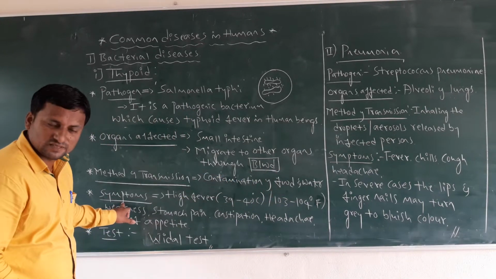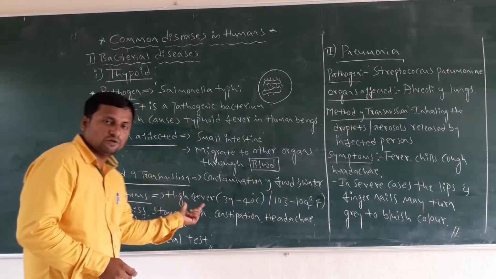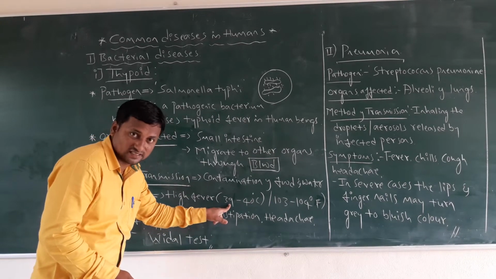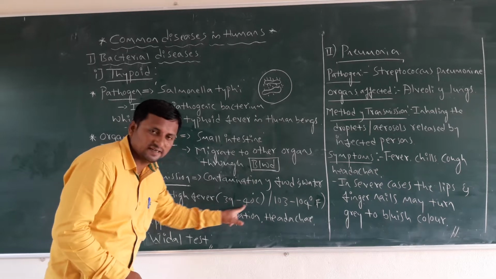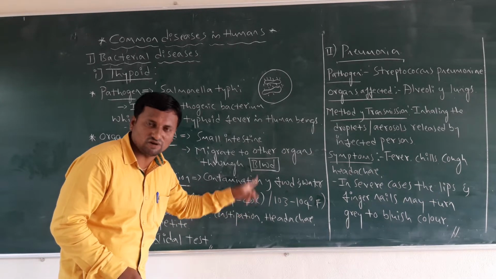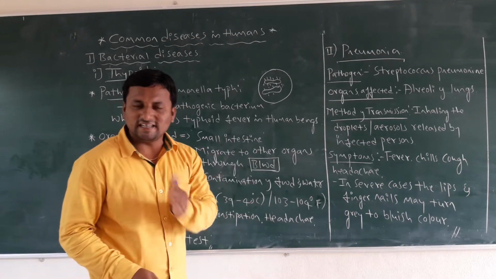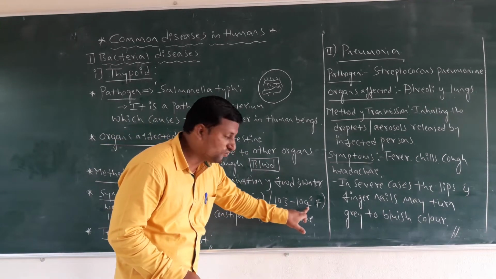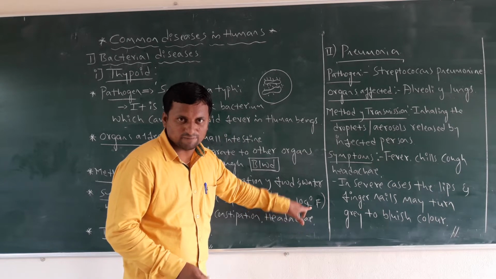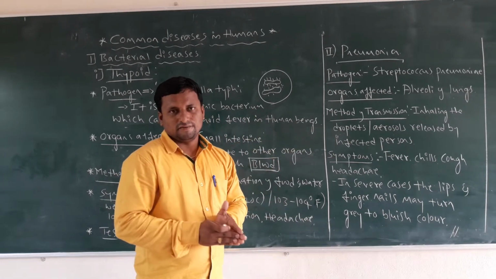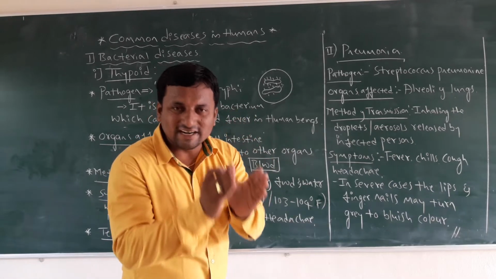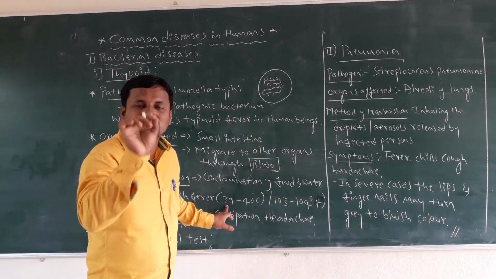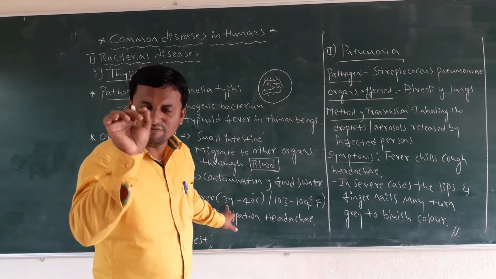Then come to the symptoms. As I told you already, there is a high fever, in the range of 39 to 40 degrees Celsius, or if you consider degrees Fahrenheit, 103 to 104 degrees Fahrenheit. When the thermometer diagnoses this reading, you must remember it is a symptom of typhoid fever.